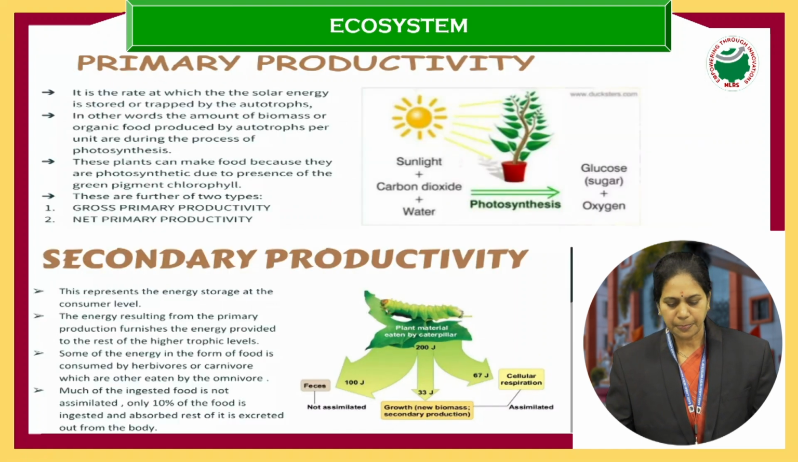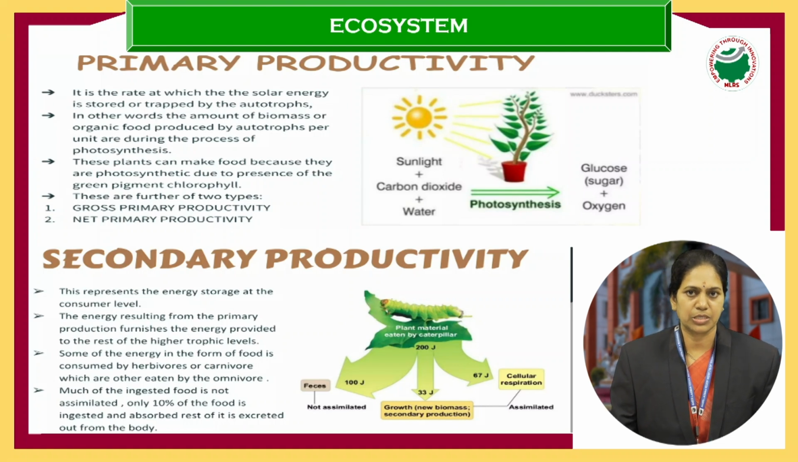Next, primary productivity. It is the rate at which solar energy is stored or trapped by the autotrophs, and these plants make their food because they are photosynthetic due to the presence of a green pigment called chlorophyll. The amount of food prepared by the plant during photosynthesis, we call productivity. That is primary productivity. In primary productivity, we have 2 types, gross primary productivity and net primary productivity. Let us come to that afterwards.